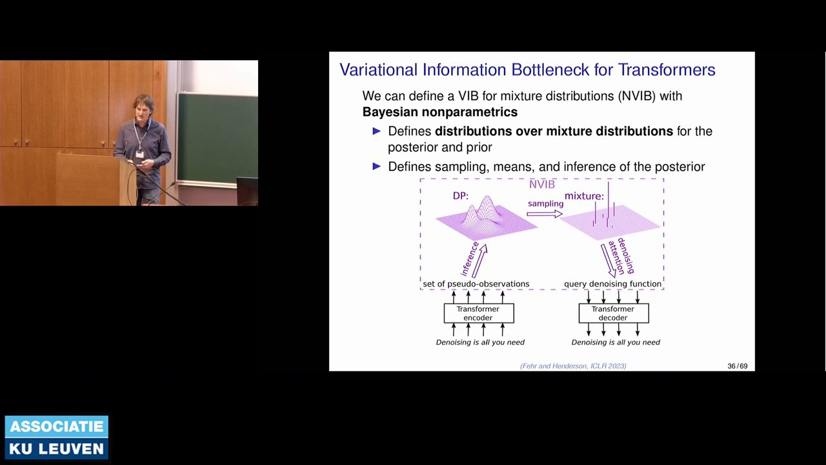So we want to generalize that to transformers, right? We don't have a vector space anymore. We have a sequence of vectors that are output by our encoder. And the decoder needs to access the sequence of vectors. But we put this nonparametric variational information bottleneck in the middle that samples our mixture distributions, and then we apply denoising attention to that sample. So how do we define these distributions over mixture distributions so that we can define this information bottleneck?